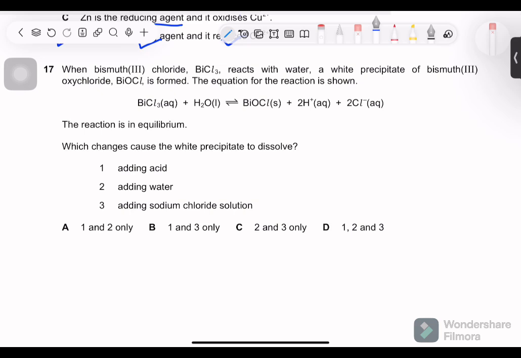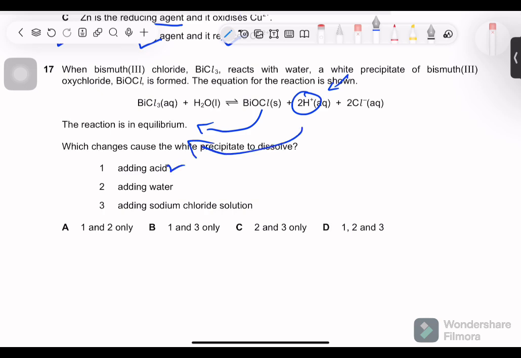Okay, this basically means which change causes the reaction to move backwards, because when the precipitate dissolves, it is forming aqueous chloride. So backward, what moves the reaction backwards? Okay, so adding acid, yes, because if we add acid over here, we'll increase the concentration of H plus ion, so the reaction will move backwards.